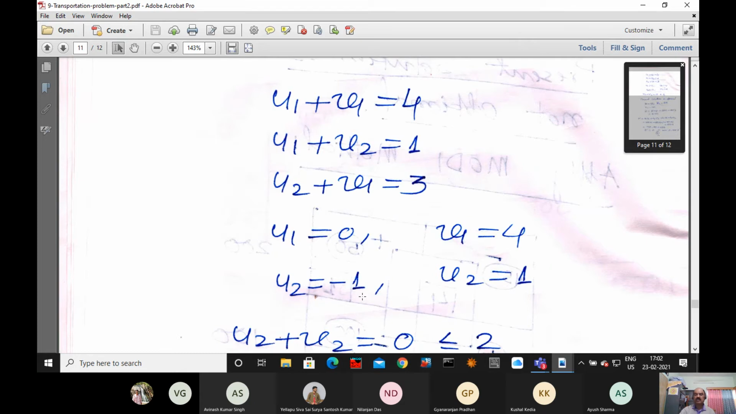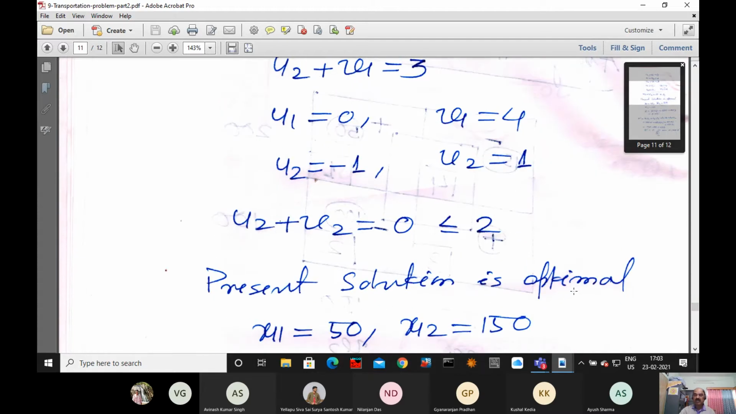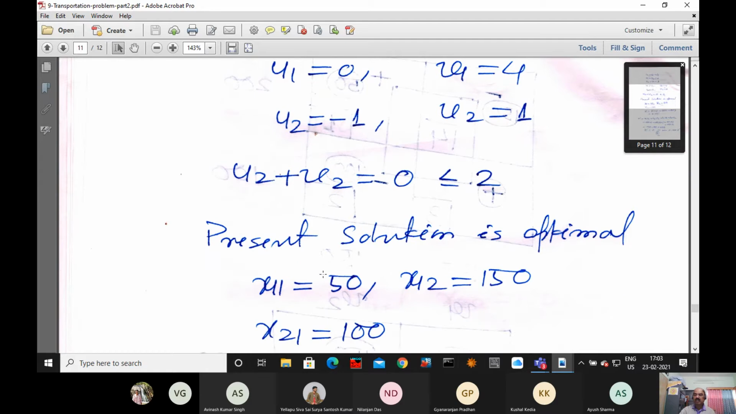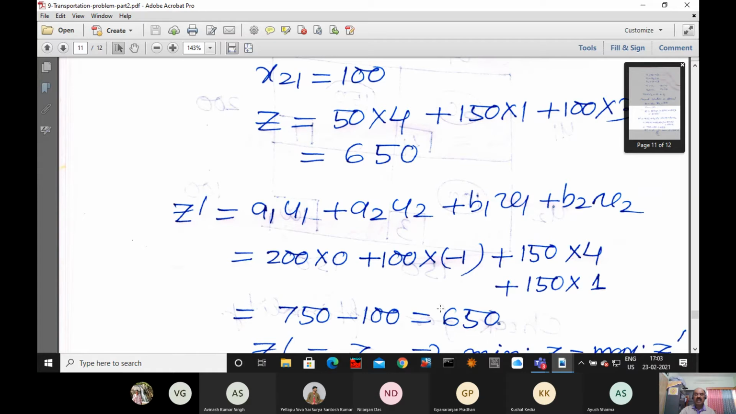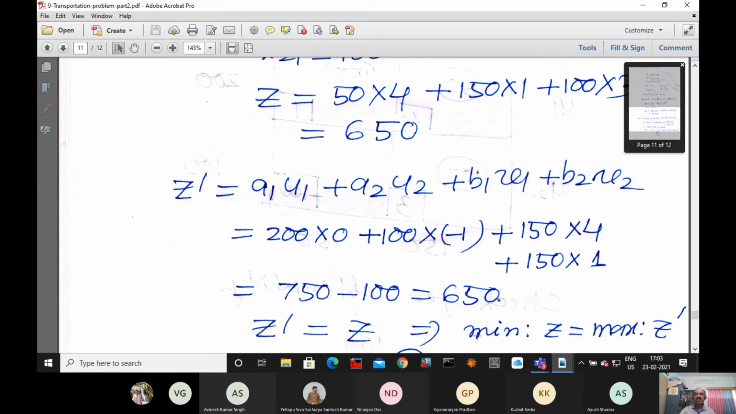U2 plus V2, their sum equal to 0. 0 is less than 2, so that is fulfilled. So the present solution is optimal. And what is the value? X11 equal to 50, X12 equal to 150, X21 equal to 100, and the value of the auxiliary function is becoming 650. And the dual auxiliary function is also becoming 650. So this present solution is optimal.